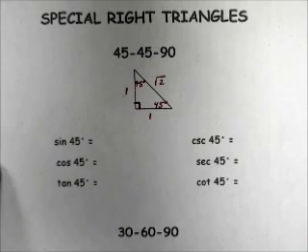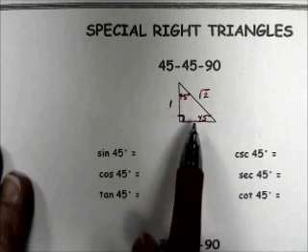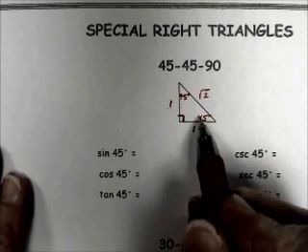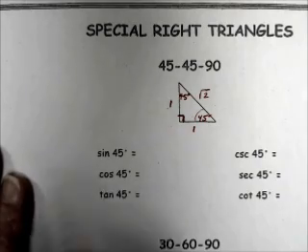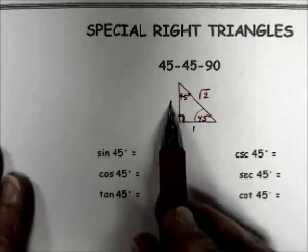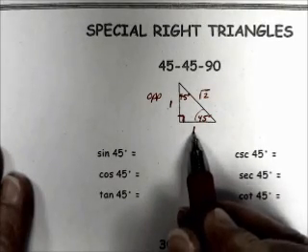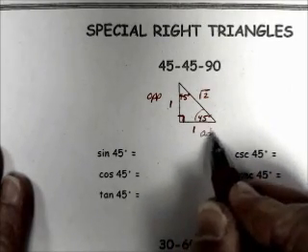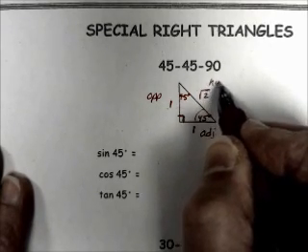Now, in relation to our 45-degree angle, it doesn't matter which one I choose. Let's suppose I'm working with this one. I'm looking at this one. This one is the length of the side opposite. This one is the length of the side adjacent, and the square root of 2 is our hypotenuse.